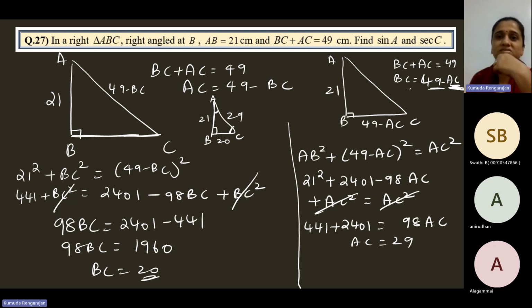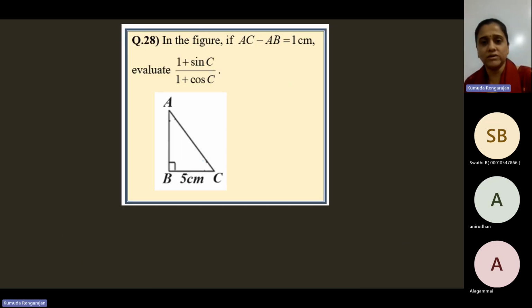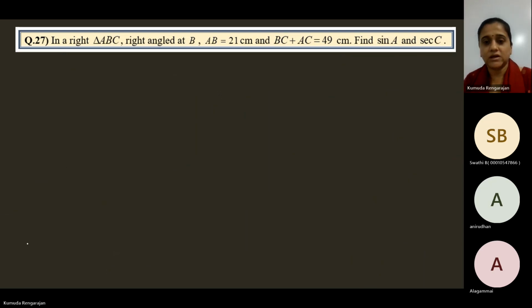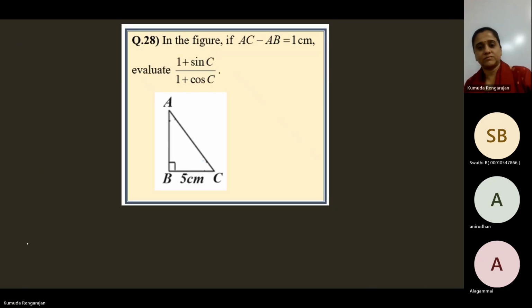Similar question, I'm going to give a test at the end of the class. I think I have another one. Now, next sum is a test. Do this. One side is given, and then the difference of the other two sides, AC minus AB is 1.